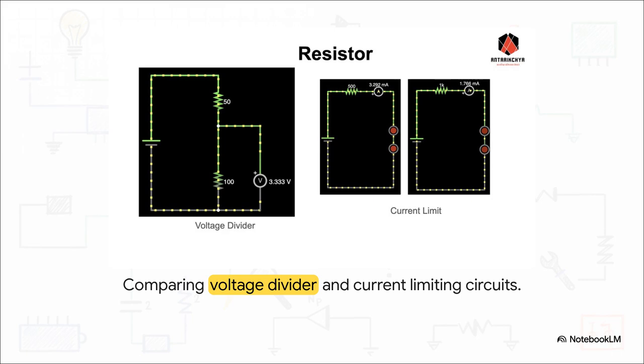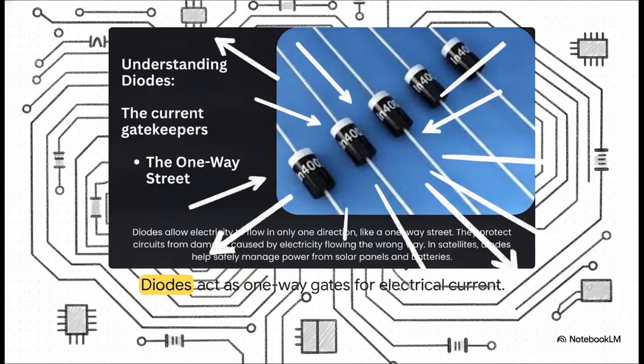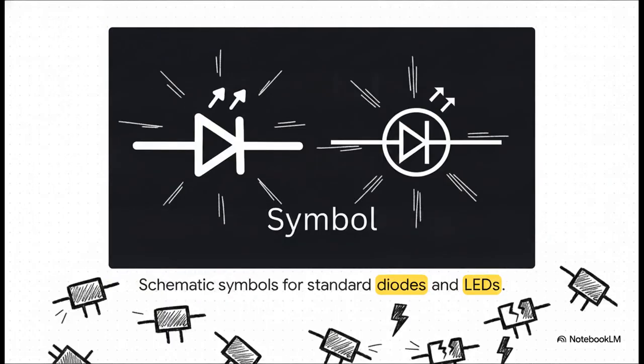Reading schematics? You gotta quickly spot series components limiting current and parallel branches acting as precise voltage dividers. Oh, and never forget diodes. They're the one-way gatekeepers, keeping your delicate transistor logic circuit safe from damage. Throw on proper housing and you get an LED.